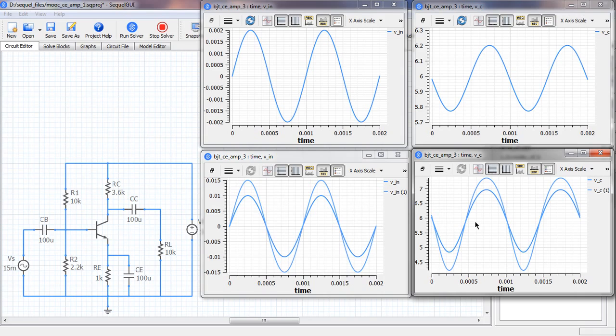So these are things that we need to keep in mind when we use an amplifier. We should be aware that there is a limit on the input voltage amplitude, beyond which there may be some distortion in the output voltage.